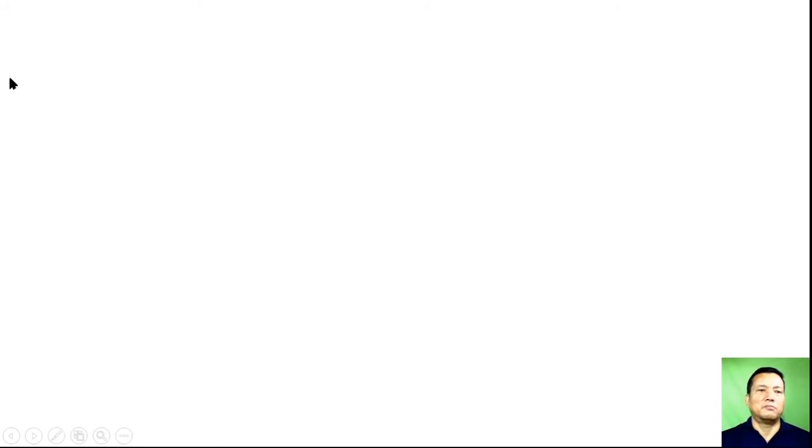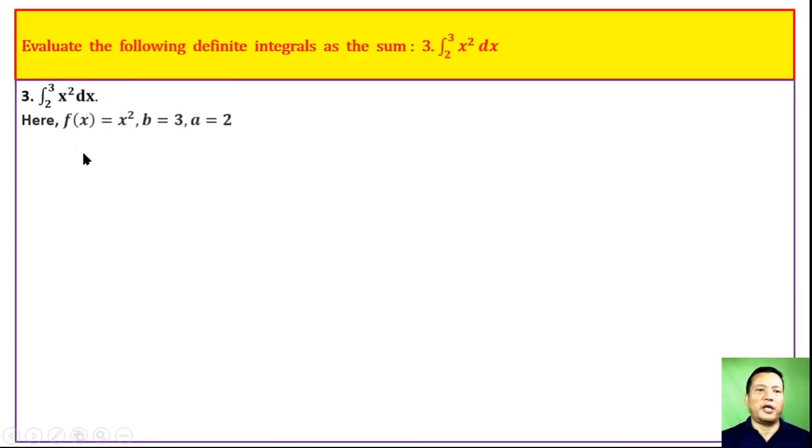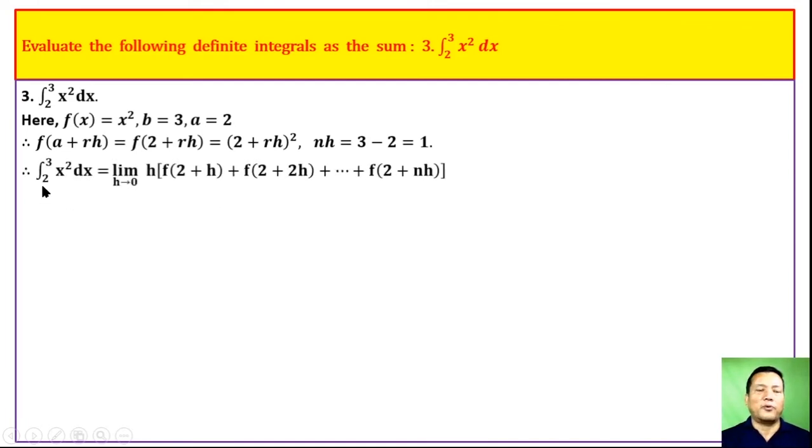Now question number 3. This is quadratic. Here f of x is x square, b is given as 3 and a is given as 2. Therefore f of a plus r h is f of 2 plus r h, which is 2 plus r h whole square, and h is b minus a, 3 minus 2, which is 1 over n. Therefore the given definite integral is the limit of h times f of 2 plus h plus f of 2 plus 2h up to f of 2 plus nh as h tends to 0. Putting r equal to 1, 2, up to n, we get the values and use the expansion.